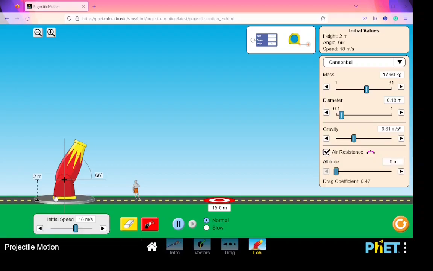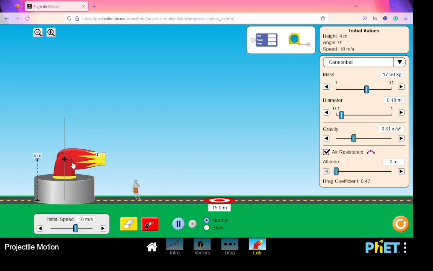Click air resistance on. We're going to use air resistance just to give us a little bit of variation from the kinetic description of projectile motion, where those equations have been derived neglecting air resistance. By adding a little bit of air resistance, we're going to get a little bit of variation, a little bit of experimental error, if you will.